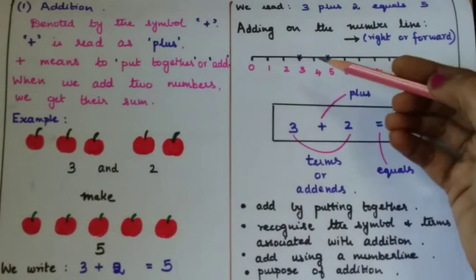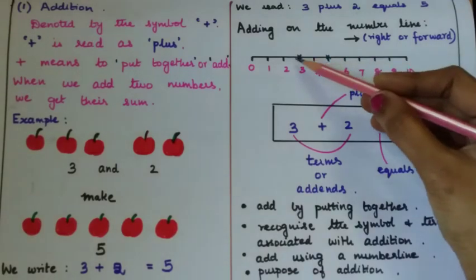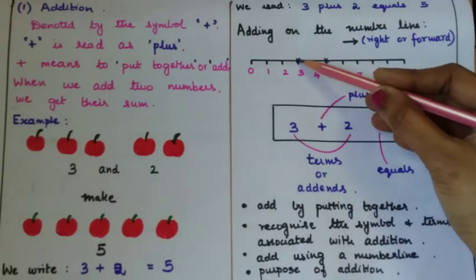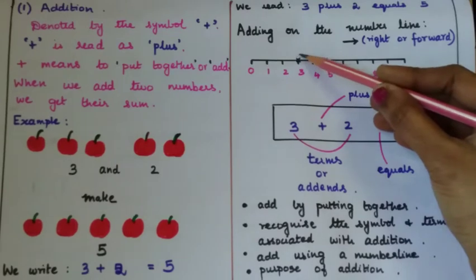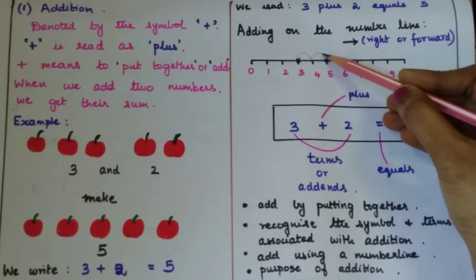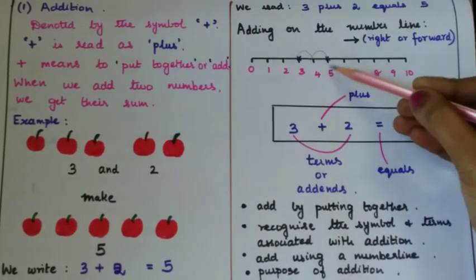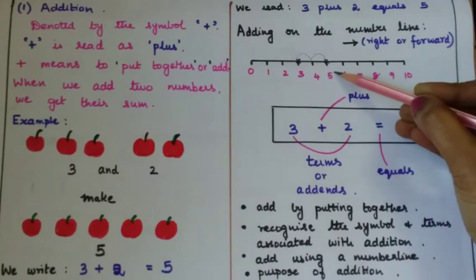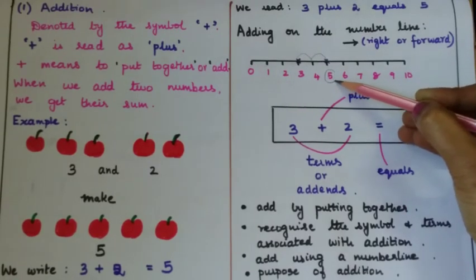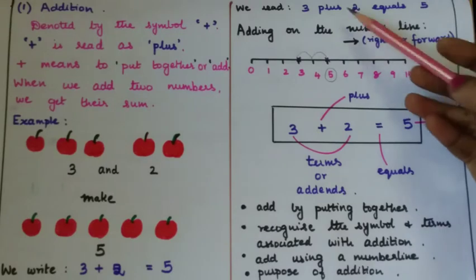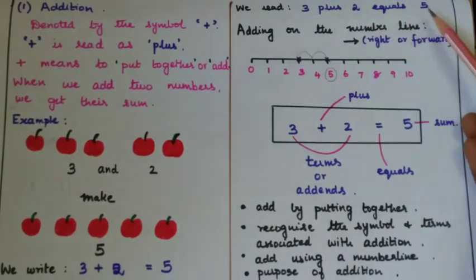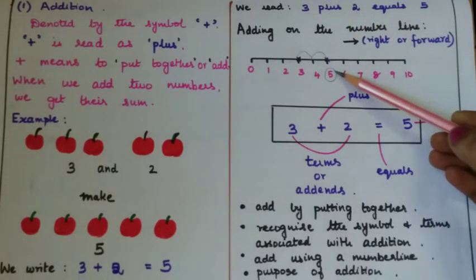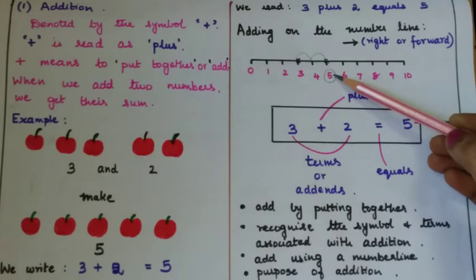So, when I start from 3, I move to 4 and then move to 5. So I land on number 5, which is going to be the sum of the two numbers 3 and 2. So this is how addition is performed on a number line.